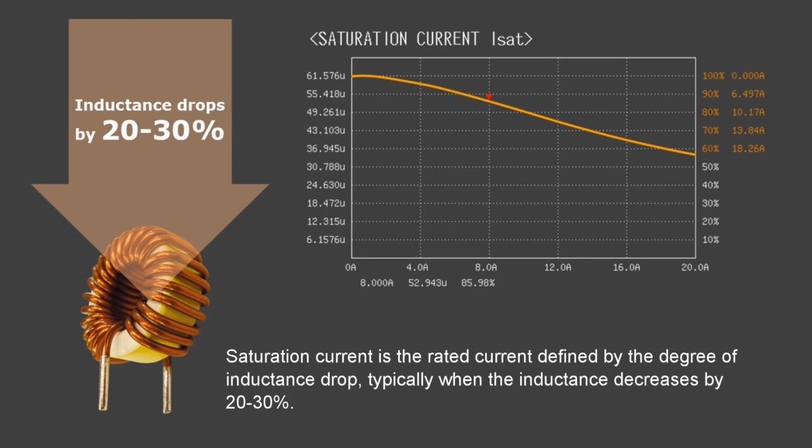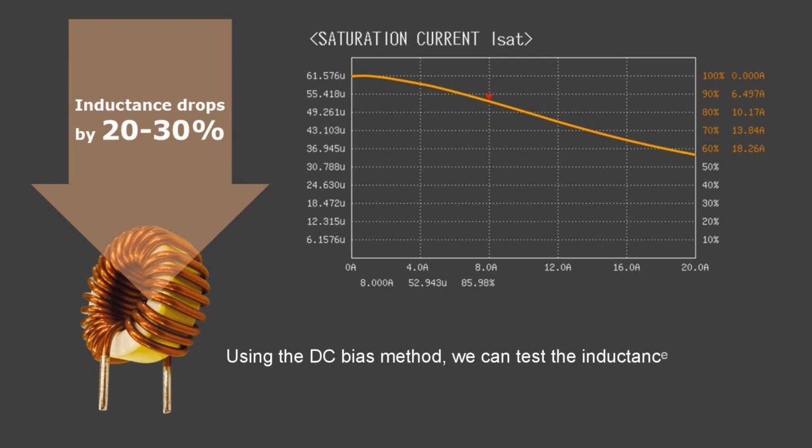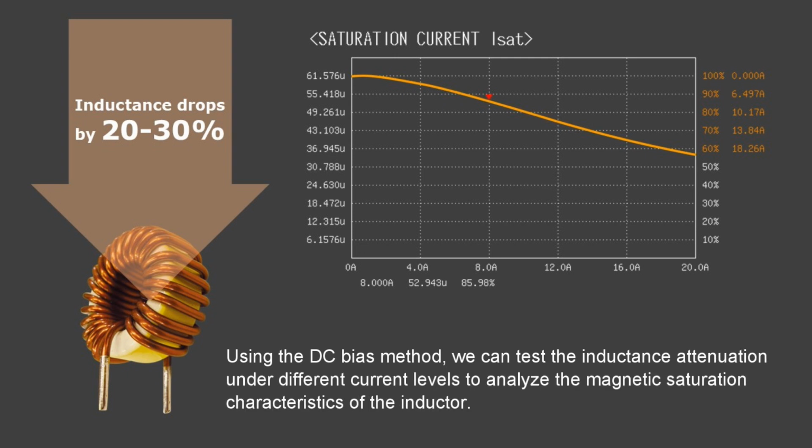Saturation current is the rated current defined by the degree of inductance drop, typically when the inductance decreases by 20% to 30%. Using the DC bias method, we can test the inductance attenuation under different current levels to analyze the magnetic saturation characteristics of the inductor.